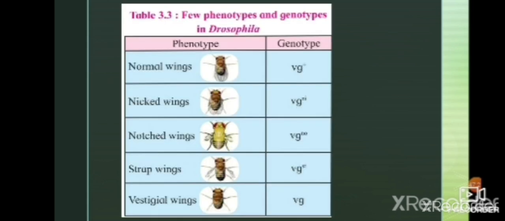In this table, there are a few phenotypes and genotypes in Drosophila. Phenotype normal wings, genotype vg plus. Phenotype nicked wings, genotype vg-ni. Notched wings, genotype vg-no, where no means notched. Strap wings, genotype vg-st, where st means strap. Vestigial wings, genotype vg, that is vestigial wings.